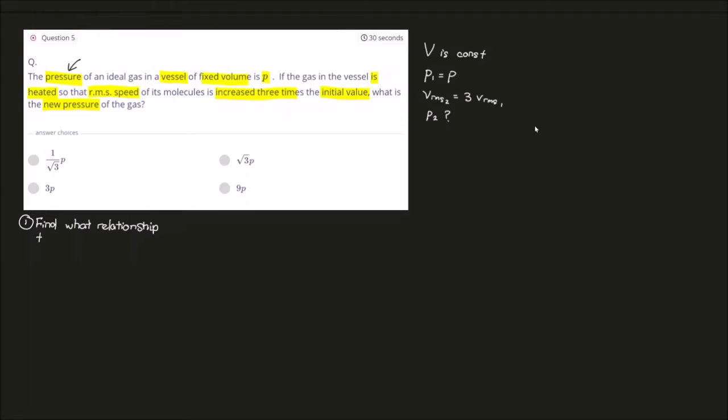What does it mean? What are you finding here? You are finding P2. And as you can see, the answers here are all expressed in P, which is the old pressure. So what you need to find is the relationship between the old pressure and the new pressure. That means what you are trying to find is P2 over P1. After you know this is what you need to find, the next thing you need to know is what information you can relate it to.